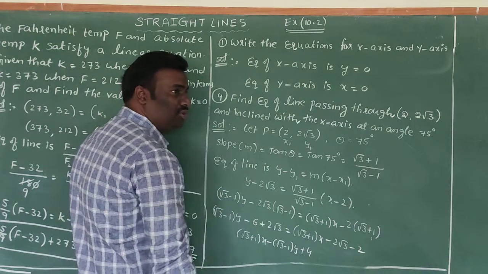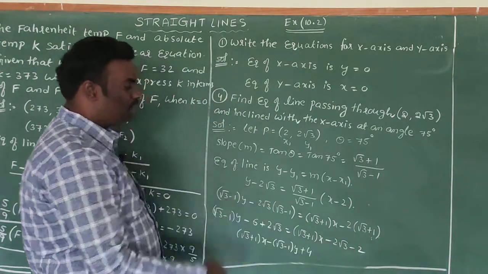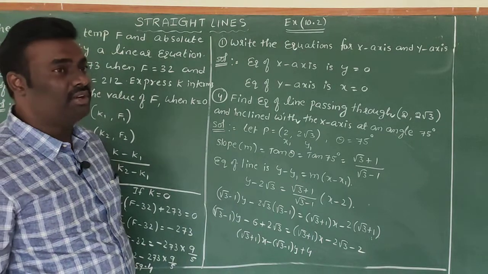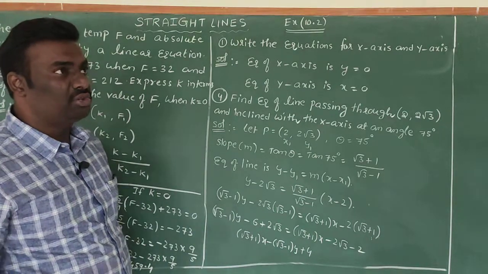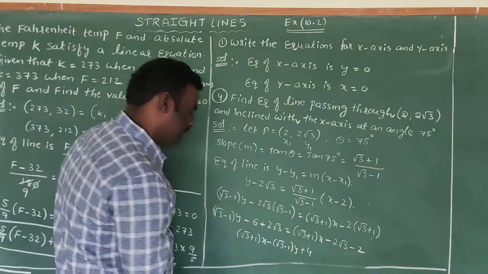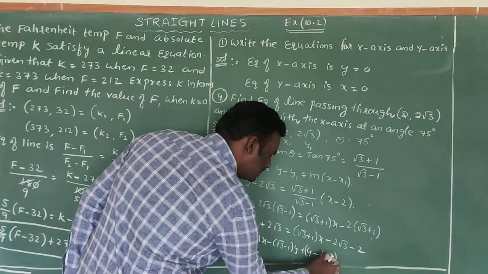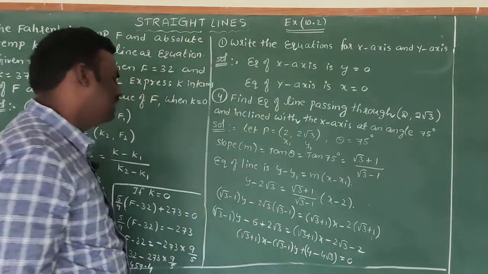2 root 3, 2 root 3. So here already 2 root 3 is there. One more 2 root 3 is there. Now what will we get? 2 root 3 plus 2 root 3 is nothing but 4 root 3. Now minus 4 root 3 is equal to 0. This is the final answer.